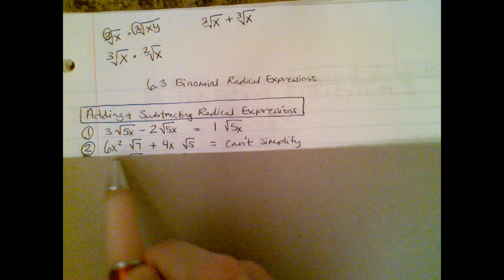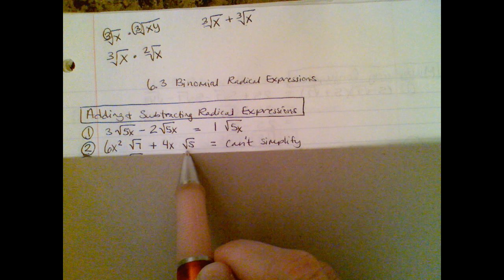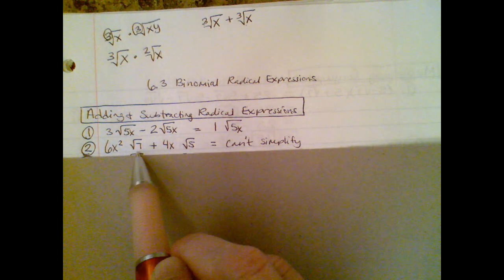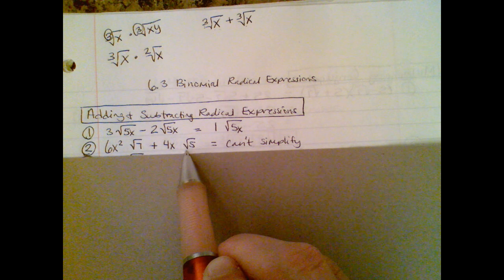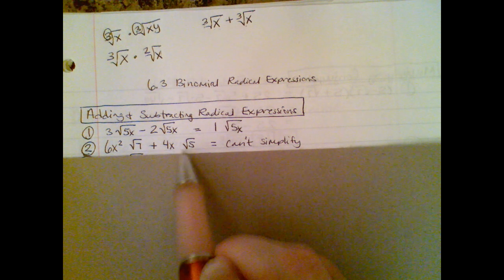This next one, notice we have 6x squared times the square root of 7 plus 4x times the square root of 5. Notice this one's the square root of 7, this one's the square root of 5. The roots are the same, but what's underneath is not the same, so we cannot go ahead and add those.